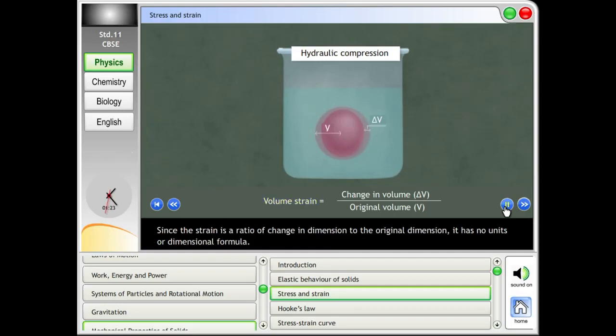Since the strain is a ratio of change in dimension to the original dimension, it has no units or dimensional formula.